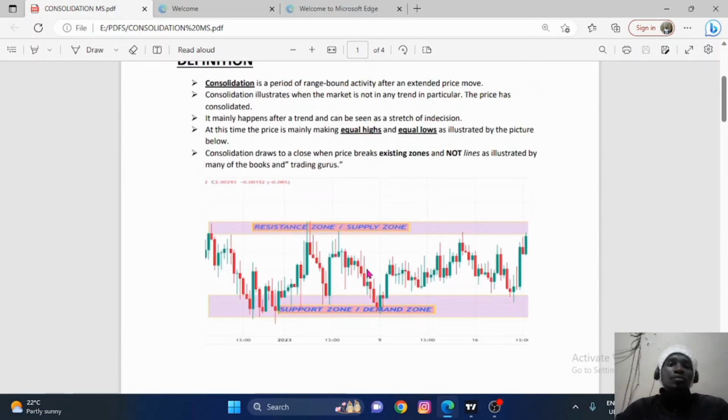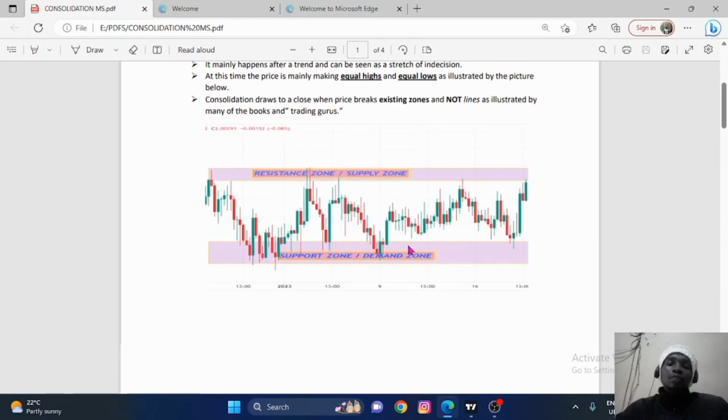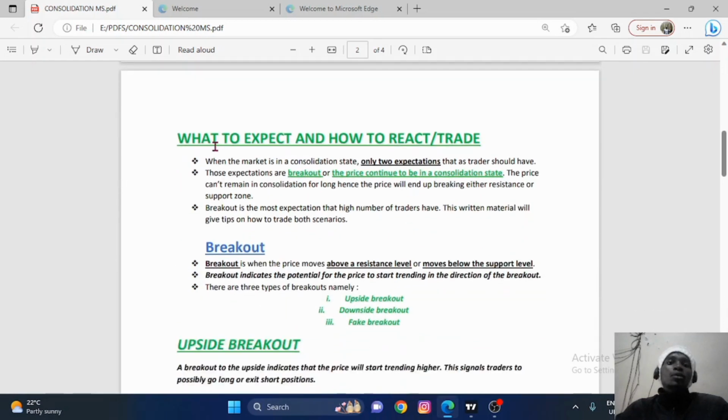Therefore, once it comes to the ranging market, the market does not stay in this zone for long. It has a specific period of time when the market is in consolidation, especially when there is not much volatility. In consolidation, we shall be discussing different types of what you are supposed to expect in this market. Now, let's go back: what to expect and how to react.